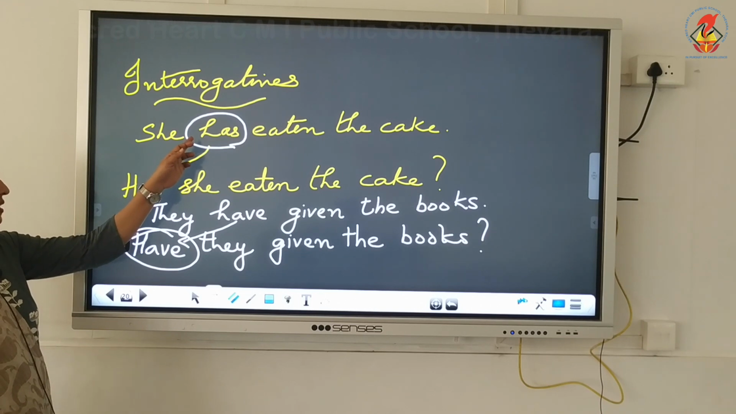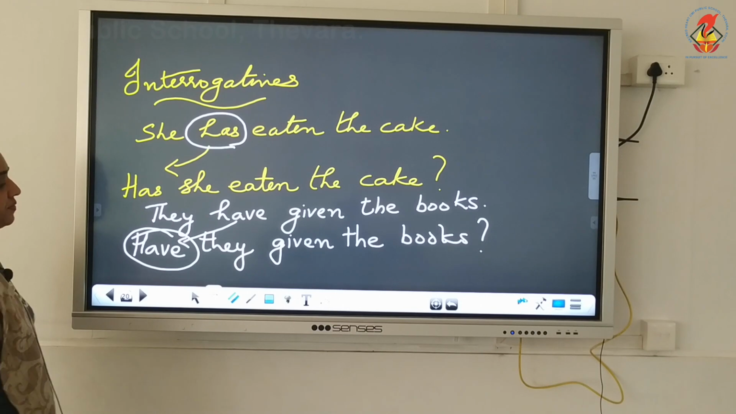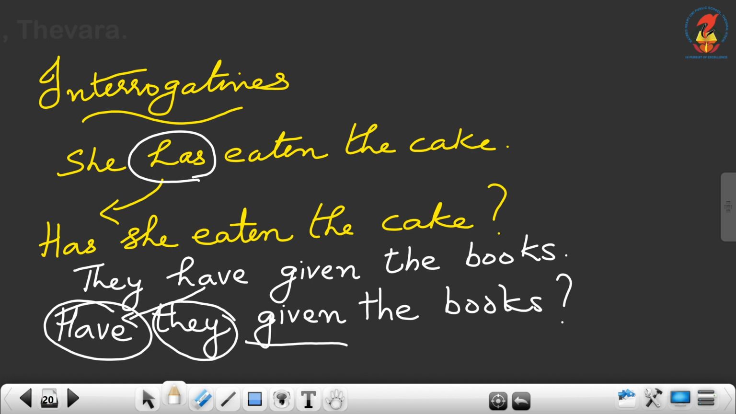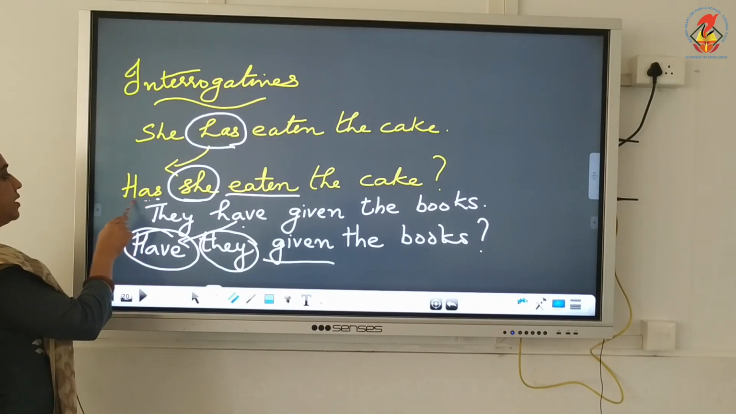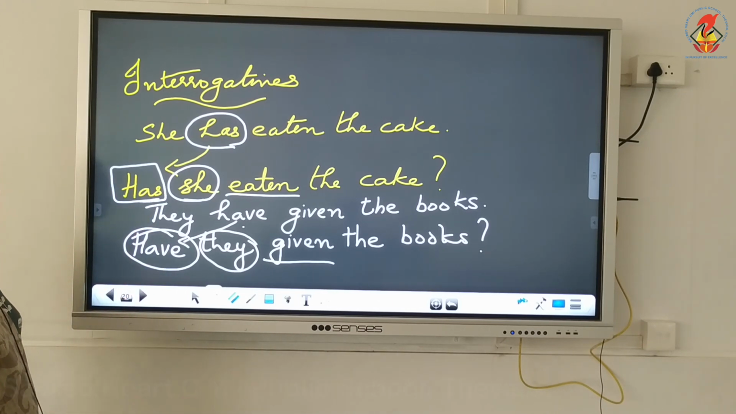You have to take the verbs has and have and put them in the beginning, and the perfect form will follow after the subject. You see, they, after they, the past participle form of the verb. Have they given the book? Here you see, after the subject, the past participle form of the verb is used, and in the beginning you are using the question word has. Okay, hope it's clear.